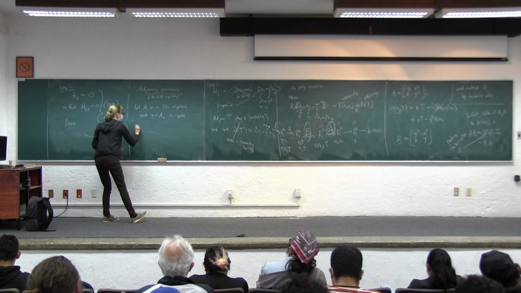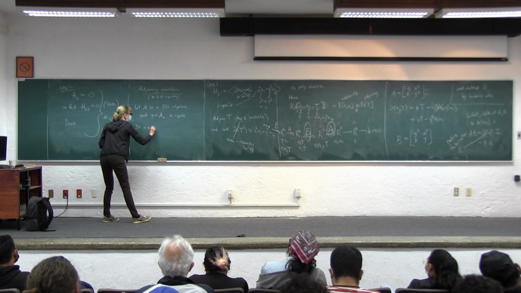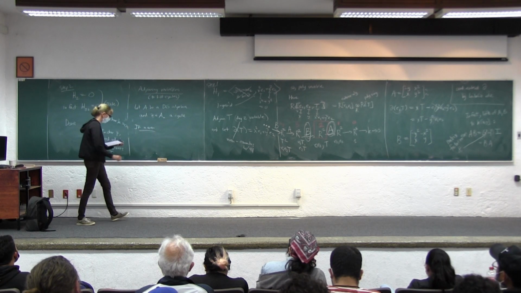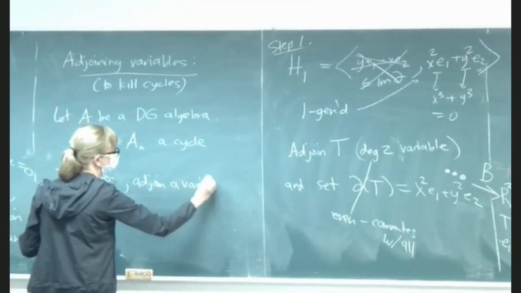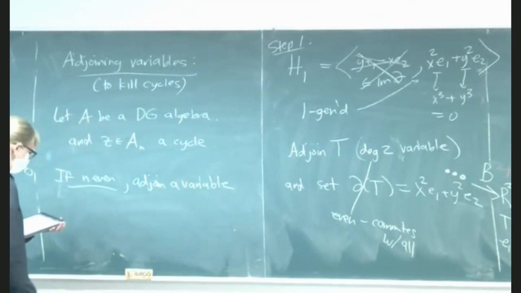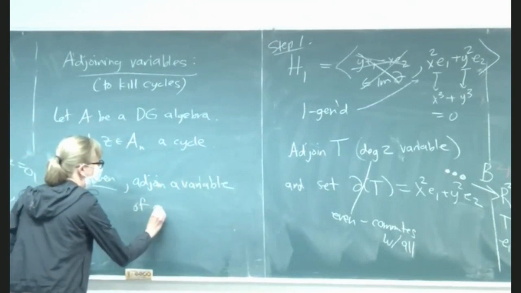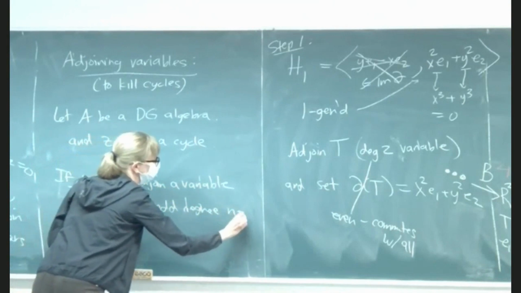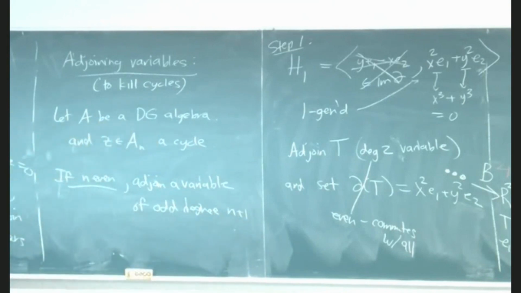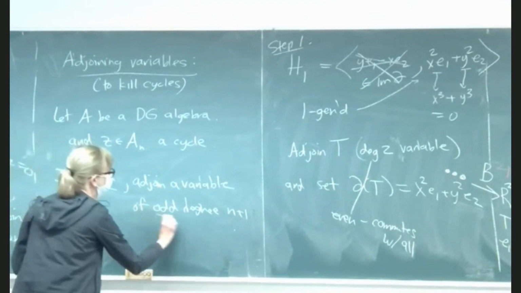All right, so if n is even, you want to kill it, so you want to adjoin a variable of odd degree n plus 1. So you always have to adjoin the variable one further along in the complex so that it can map and kill that thing. Okay, but that's now odd degree.